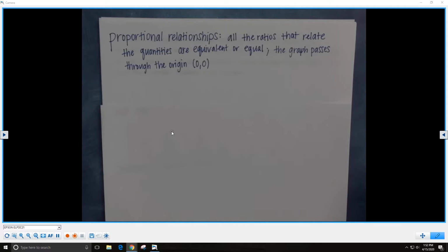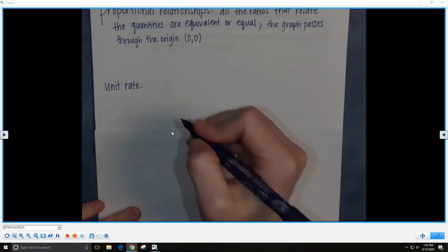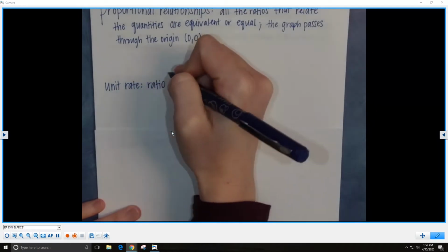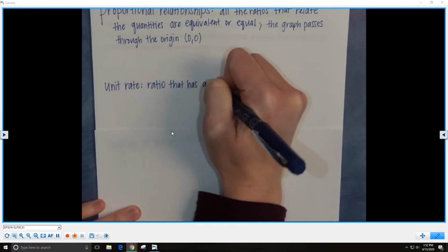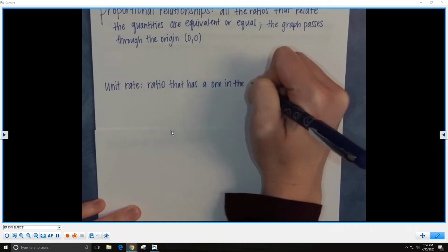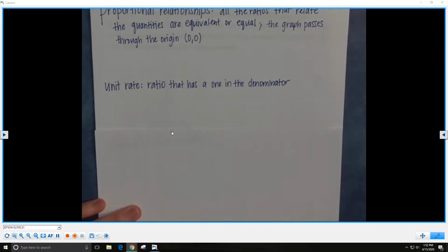Great job. Okay, so what do you remember about a unit rate? Go ahead and write down your thoughts. Okay, so a unit rate is a very special ratio that has a 1 in the denominator. And remember that the denominator is the number that's on the bottom of the ratio.